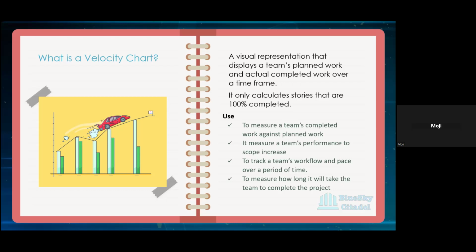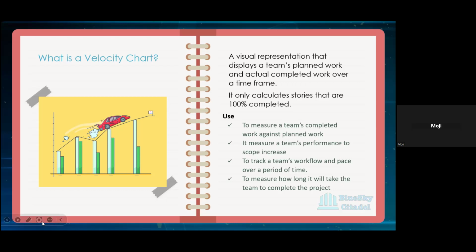So it also, like I said, helps them to track their workflow and their pace, and then to measure how long it will take a team to complete a project. Your velocity chart will help you to do that, because you're looking at things and you're saying, okay, we're supposed to do this over maybe 10 sprints. We have 5 sprints gone, and at the rate at which we're working, our pace, we might not be able to complete it. We might be able to complete it. You're able to get that prediction from that chart.